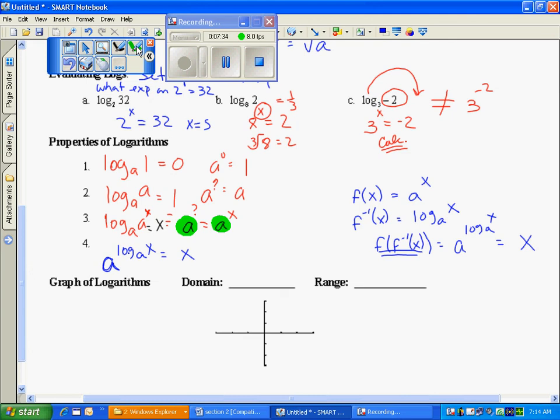Another way I could set it up is just saying a to what power equals log of x base a, and that would be x. So those are just some properties to be aware of. I don't know that you need to memorize those, but if you just reset them up as exponents and think of the idea of an inverse, they kind of come out for you. So that was the first lecture, just introducing logarithms. The next one is on the graphs of logs.